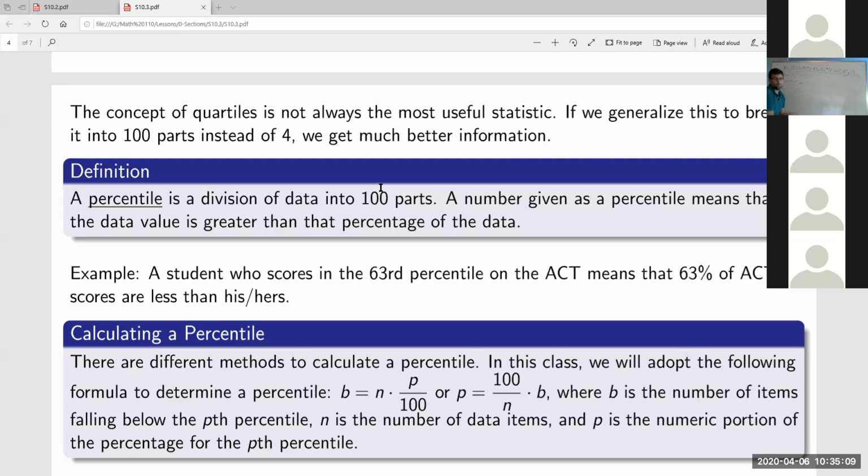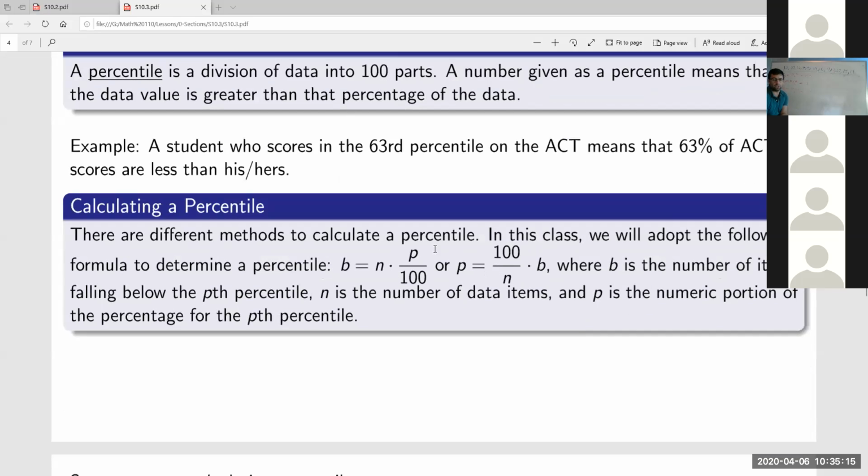And the way we calculate percentile, there are different methods, but we adopt the following formula to determine percentile. B equals N times P over 100, or P equals 100 over N times B. B is the number of items falling below the pth percentile, N is the number of data items, and P is the numeric portion of the percentage for the pth percentile.